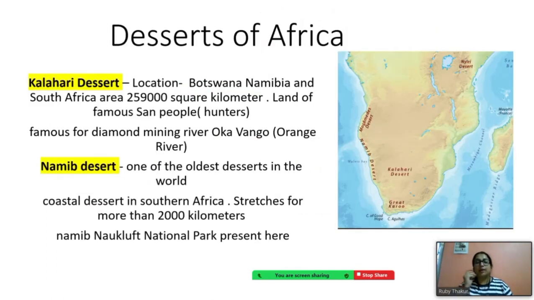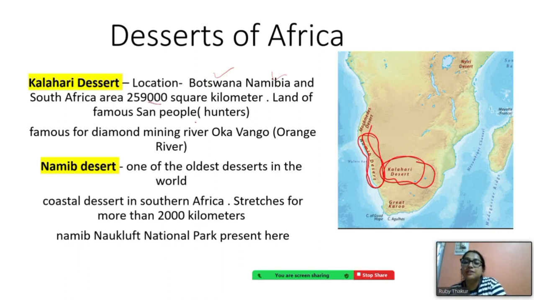Now we have studied one desert, that was the Sahara Desert. Now two more deserts we know, see on this map, the Kalahari Desert and Namib Desert. Namib Desert is particularly a coastal desert. So what is the location of Kalahari Desert? Botswana, Namibia in South Africa, and this is called the land of San people. San people are hunters, and one river that flows from here is the Orange River, and it is famous for diamond mining.